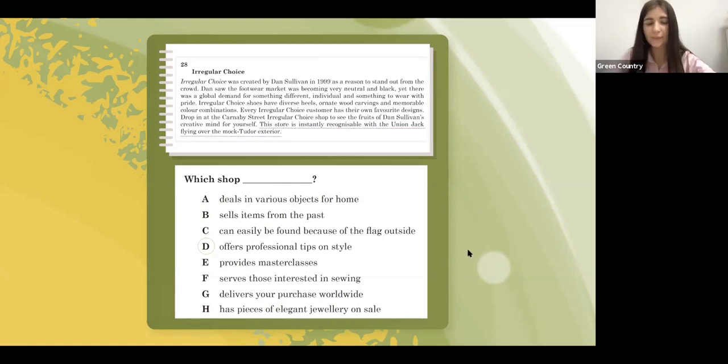Okay, C. Let's have a look at option C. Can easily be found because of the flag outside. Flag, let's find the synonym in the text. The store is instantly recognizable with the Union Jack flying. Flying is something that can be moved according to the wind. So Union Jack is probably some kind of flag, right? Or a sign of something. So you're right, it's option C. So we could find the synonyms and the proof in the text.